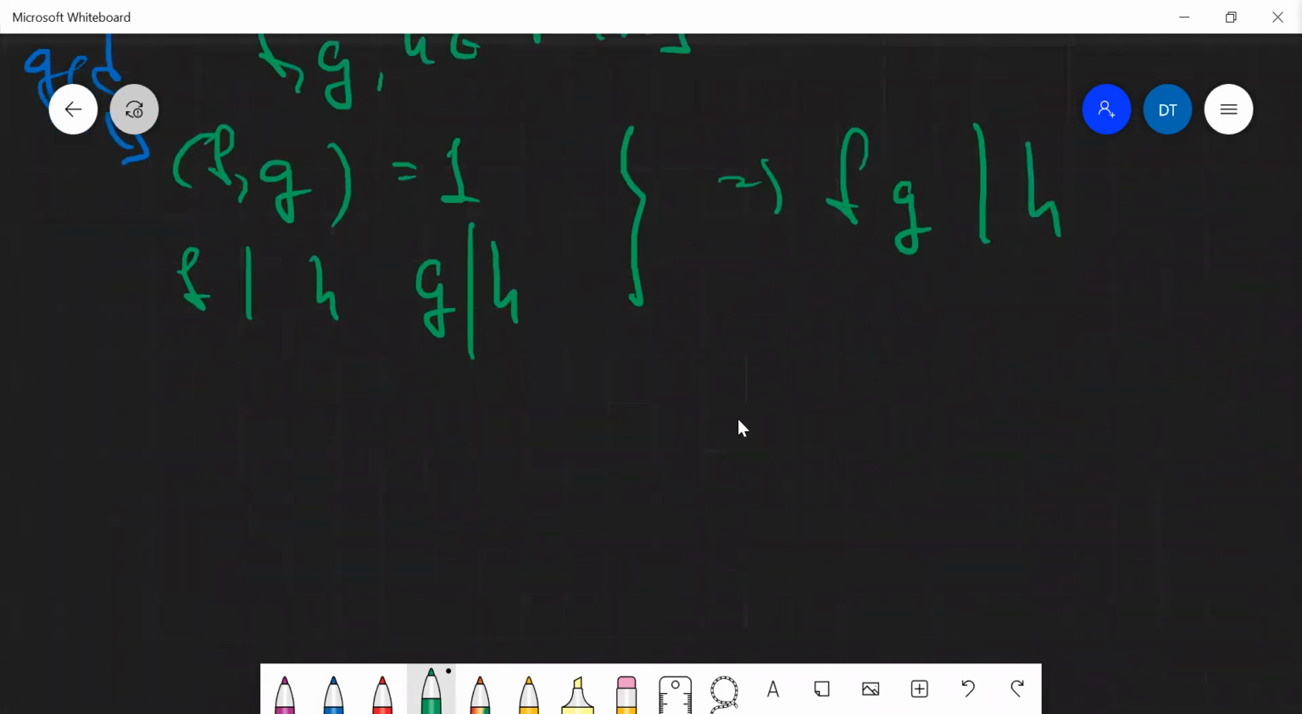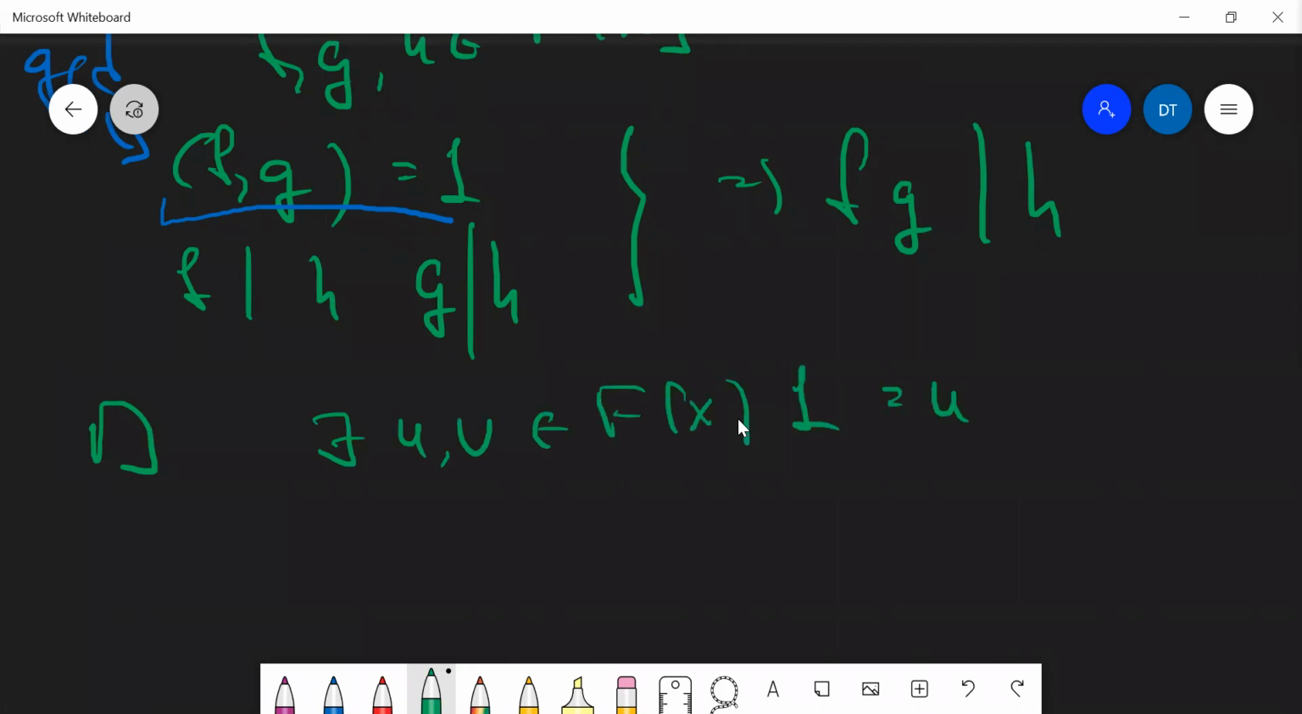So this is how the proof goes. When you see a statement like this, that you are given a GCD of a pair of polynomials, then immediately use the property that there are some polynomials U and V, so that the GCD can be represented as U times F plus V times G. This is a starting point for any proof using a GCD. You just expand this GCD as this linear combination.